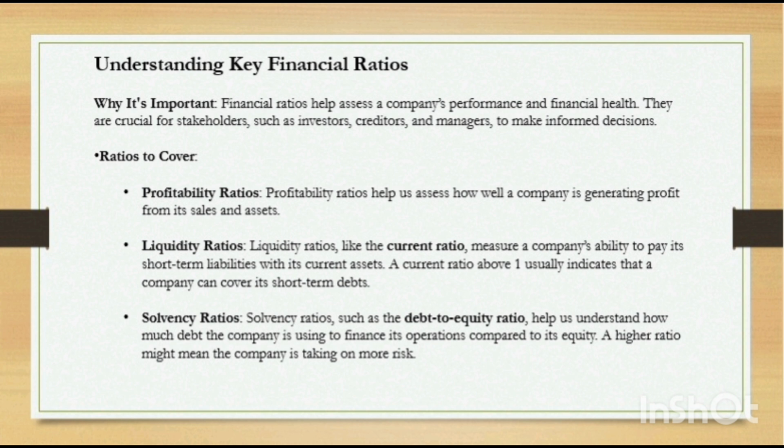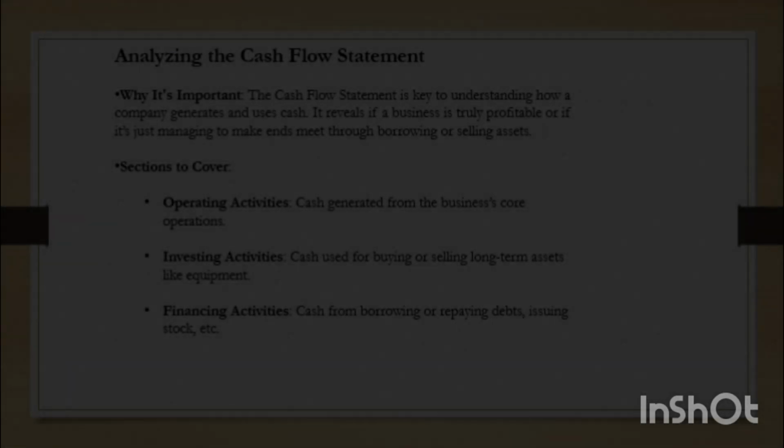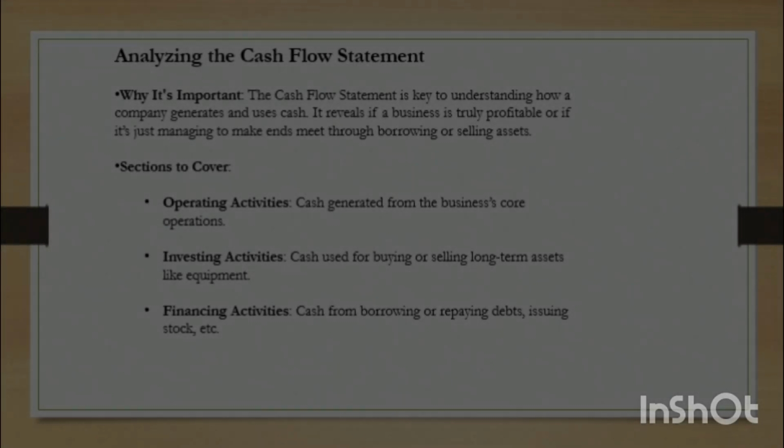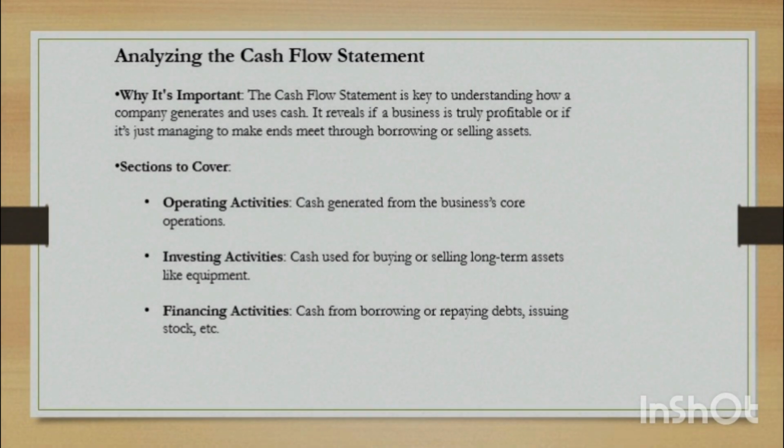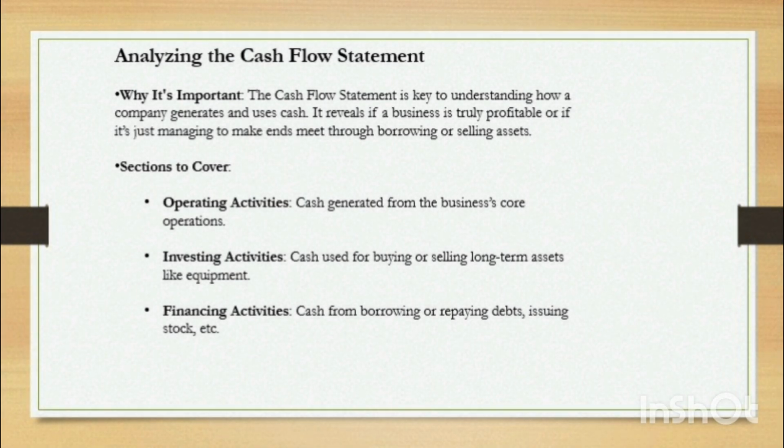Now that we have a good understanding of ratio, let's move to a financial statement that often get overlooked but it is crucial, the cash flow statement. The cash flow statement is a powerful tool because it shows you how cash move in and out of a business. Unlike the income statement which shows profit, the cash flow statement shows the actual cash available for your business. The cash flow statement is divided into three main sections. First one, operating activities, second, investing activity, and the last one, financing activity.